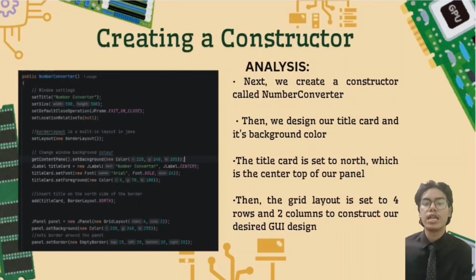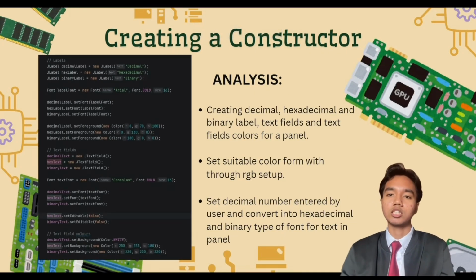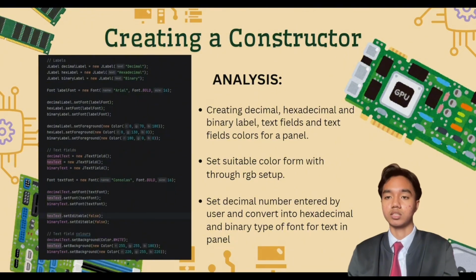Finally, we set our inner content panel to a grid layout with 4 rows and 2 columns. This provides us with a clean, symmetrical grid structure to easily organize our input fields and buttons, helping us construct our desired GUI design. Alright, moving forward to the next part of the NumberConverter constructor.